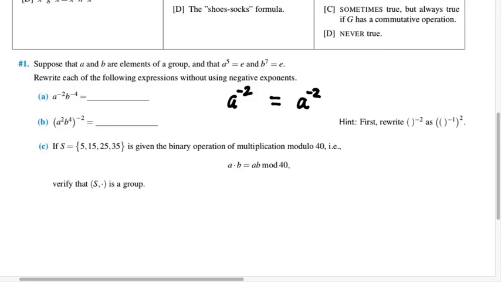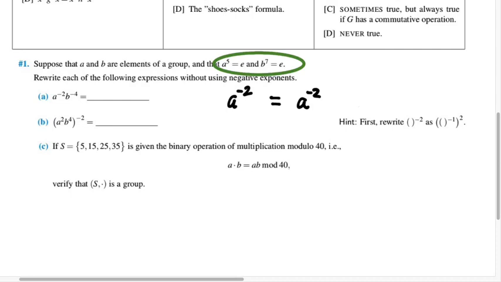But if I want to make this expression have no more negative exponents, I'm going to need to know something about a. And so you're given some information at the outset of this problem about the elements a and b. And this is essential information to actually making this problem happen. Because without this information, there is in fact no way for us to rewrite these expressions using only non-negative exponents. So the information we have is that a to the 5th power is equal to the identity.